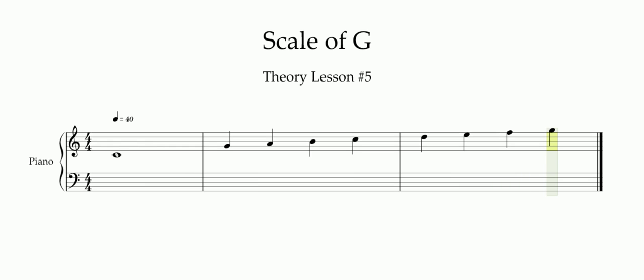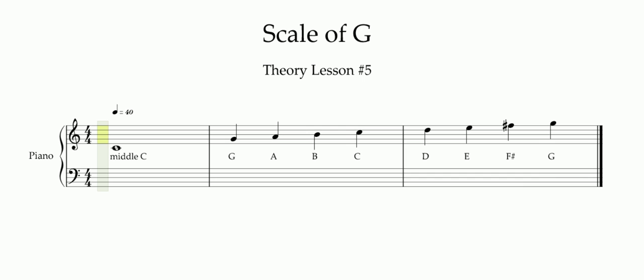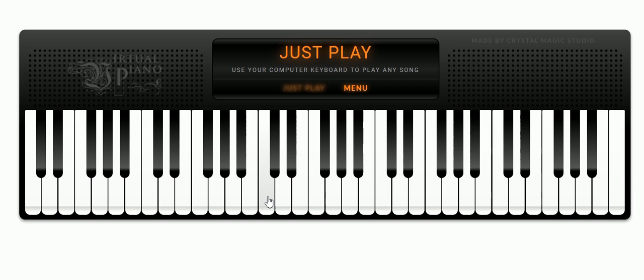Let's try it with the black key to the right of the F instead of the white F key and hear how that sounds. Again, starting on middle C and then moving to G. Yes, that was much better, wasn't it? So what happened there, and why did we use the black key?